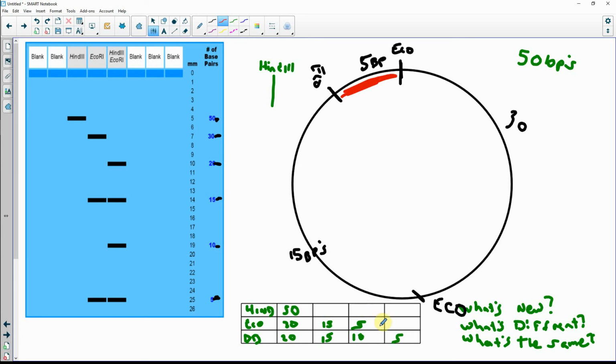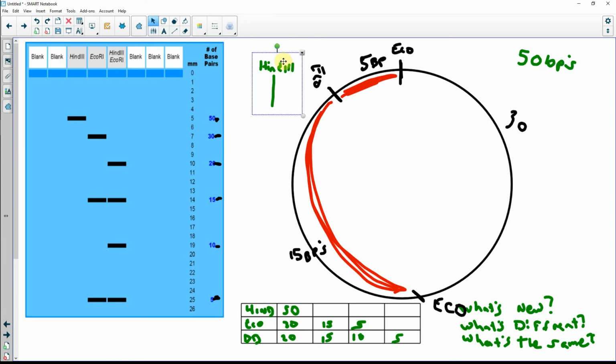So my 2 5s were the same. My 2 15s are the same. So I'm not gonna put the Hindi 3 in here either because this piece is identical from the eco digest and the double digest. So what's different? I went from a 30 to a 20 and a 10. So somewhere in here is where my Hindi cut. So what I'm going to do is I'm going to move this over here. And the cool part is you can only be a certain amount, right? But let's put this here.